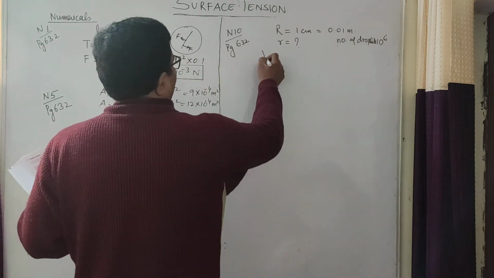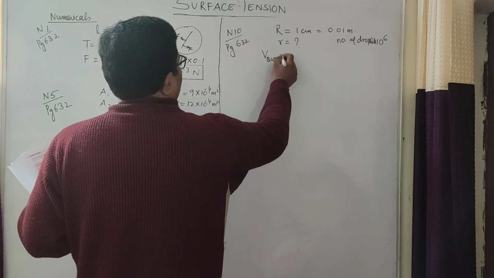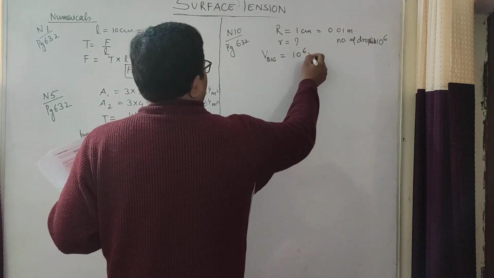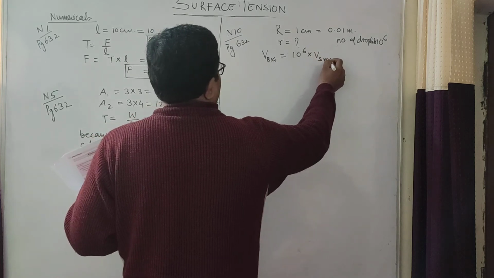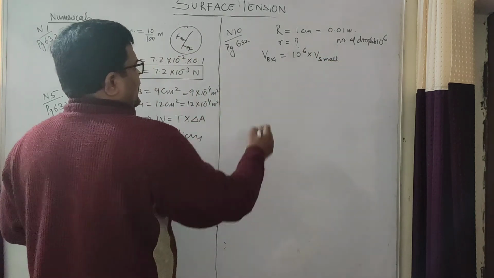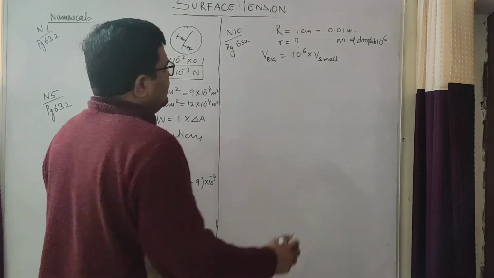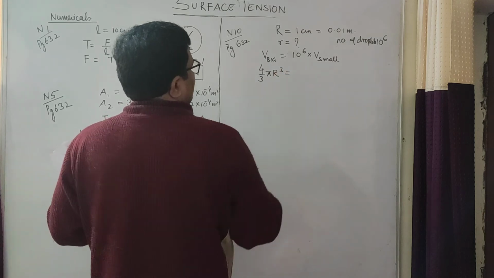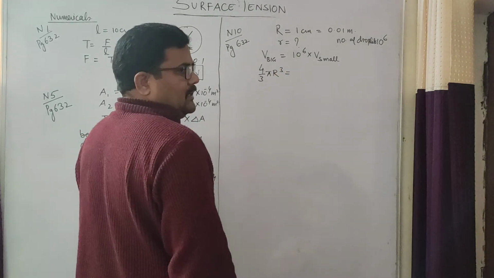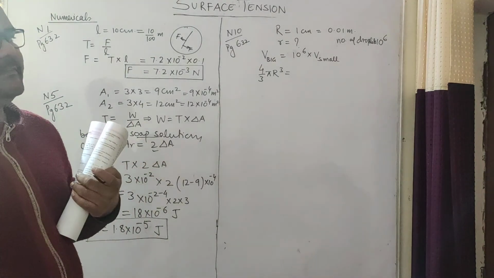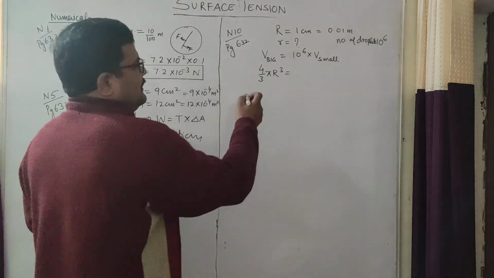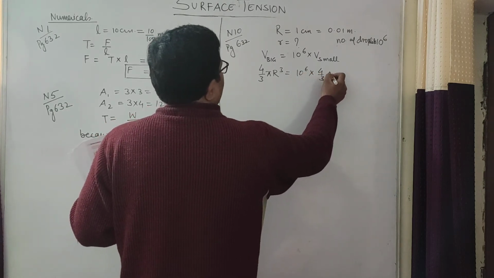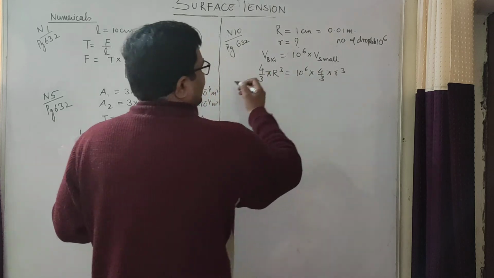So you all know that the volume of the big drop is equal to 10 to the power 6 into the volume of a small drop or droplet. Because the drop is spherical, the volume is 4 by 3 pi r cube. Be clear about the volume of a sphere. It is not 4 pi r square, it is 4 by 3 pi r cube. So 4 by 3 pi R cube equals 10 to the power 6 into 4 by 3 pi small r cube. Volume is the same because the water is the same.